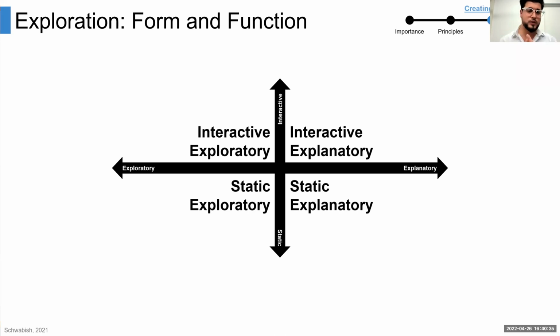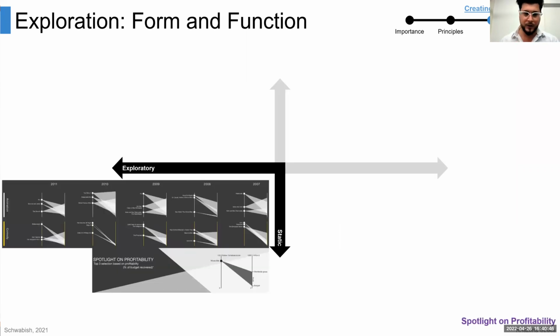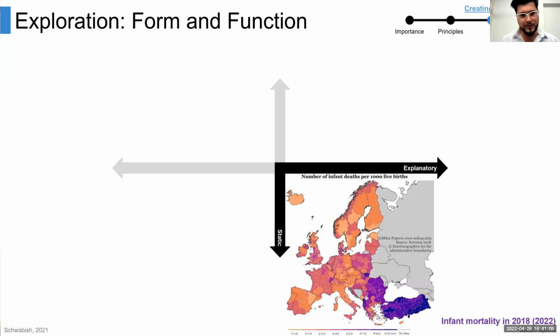So here, the intersection results in 4 quadrants. We have interactive exploratory, interactive explanatory, static exploratory, and static explanatory. Let me dive deeper into these 4 categories. The static exploratory visualizations let readers interpret the data and find their own results and conclusions in a static display of information. This is sometimes extremely easy to do and is very powerful in terms of transmitting your information. On the other hand, we have static explanatory visualizations that are typically used to illustrate a point or reinforce an argument made in a text or presentation.